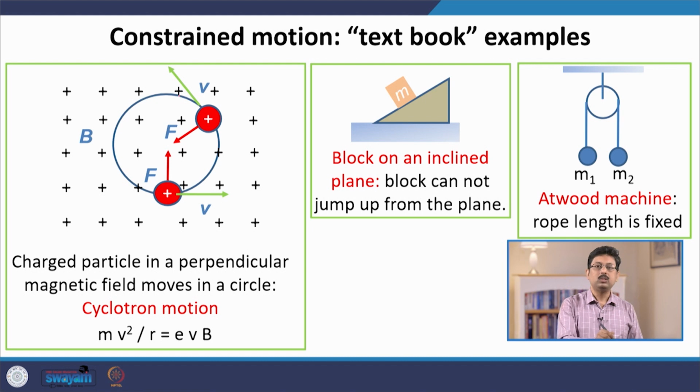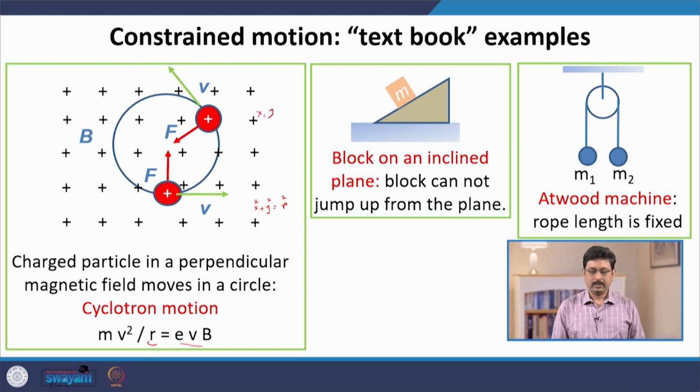This is a constraint: the coordinates of the particle, let us say x and y, are not independent. They will satisfy the equation x square plus y square is equal to r square, the radius of the circle, and this radius is determined by the magnetic force the magnetic field exerts on the particle, which is given here by the product of the charge, velocity and the magnetic field.